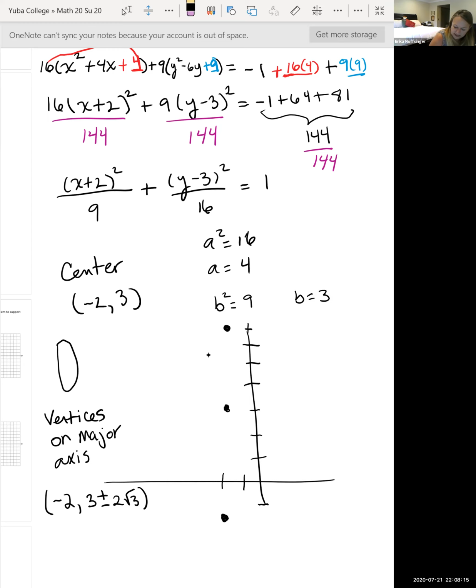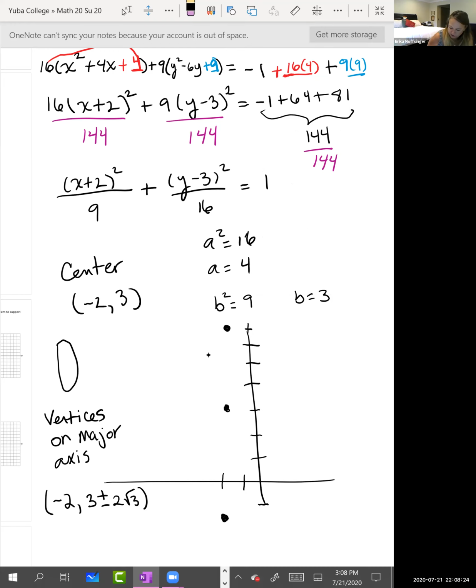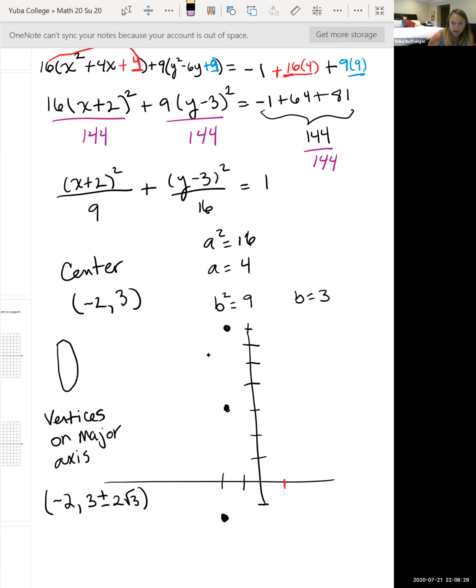Left and right 3, that's affecting the x value of your center. So here we're at negative 2. If we go to the right 3, that would give me when x is 1. And if I go from x equals negative 2 to the left 3, that would hit me at negative 5. Did I do that right? It just doesn't seem like it's symmetrical, but it's not to scale.